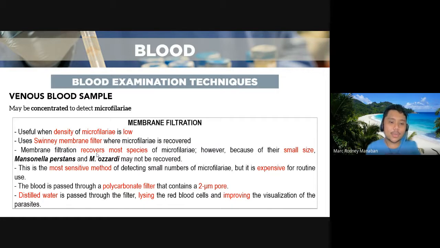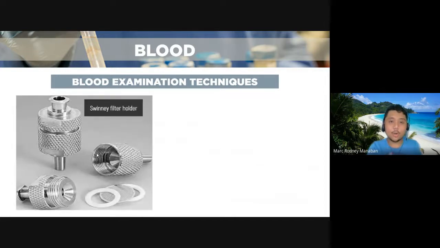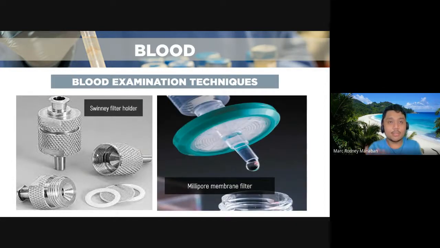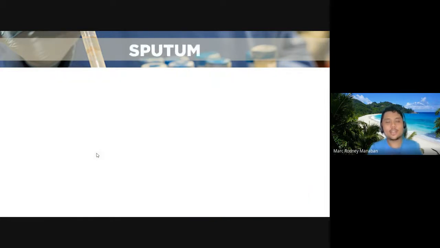Now, blood again is passed through a polycarbonate filter with a pore size of 2 micrometers. And after, we also let distilled water pass through the filter to lyse the RBCs because we don't want the RBCs. What we want are the parasites, the microfilarial worms. So that's membrane filtration technique. So here's an example. This is the filter holder, and this is an example of the membrane filter used, the Millipore membrane filter. From the filter, you get the sample to be examined under the microscope for the filarial worms. So those are your blood examination techniques. Quite a handful.